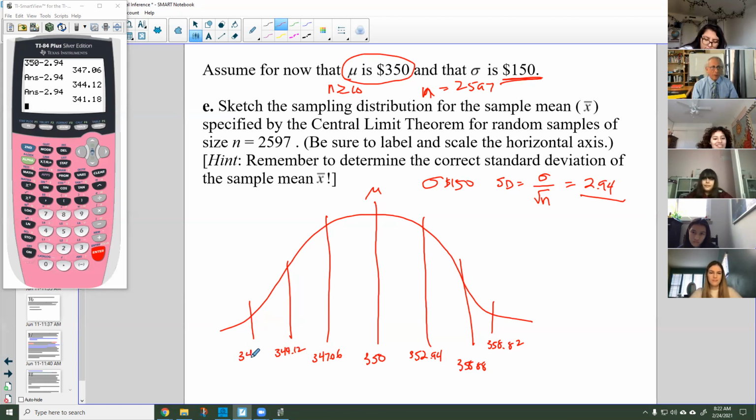And then 341.18. And let's make this one look a little bit better. 344.12.